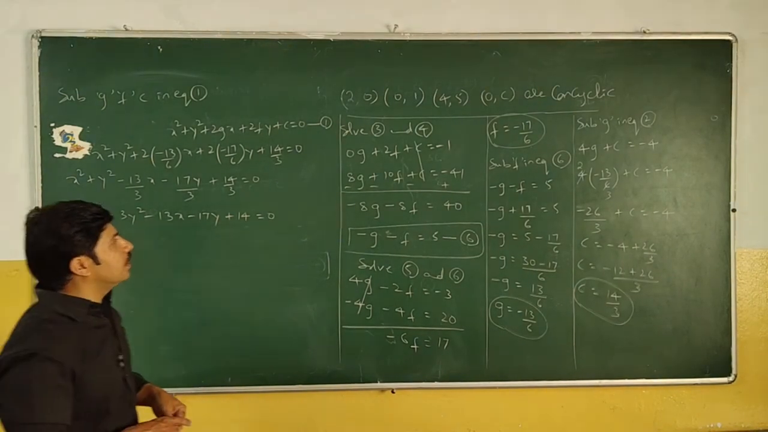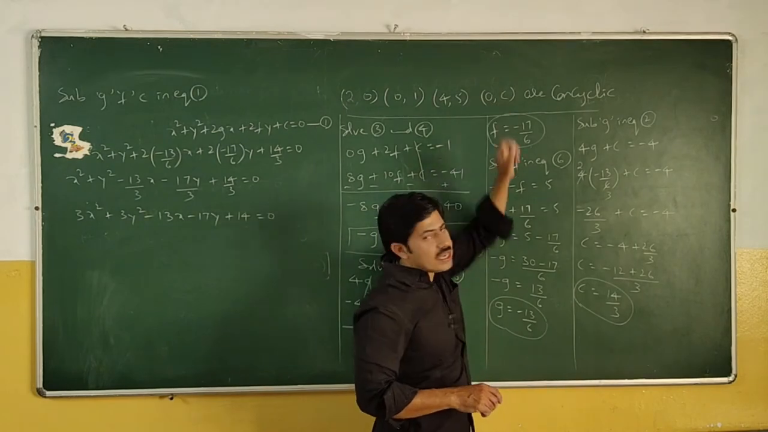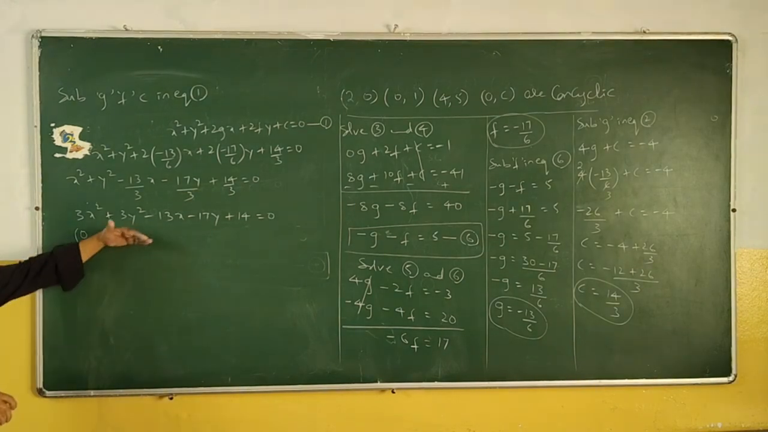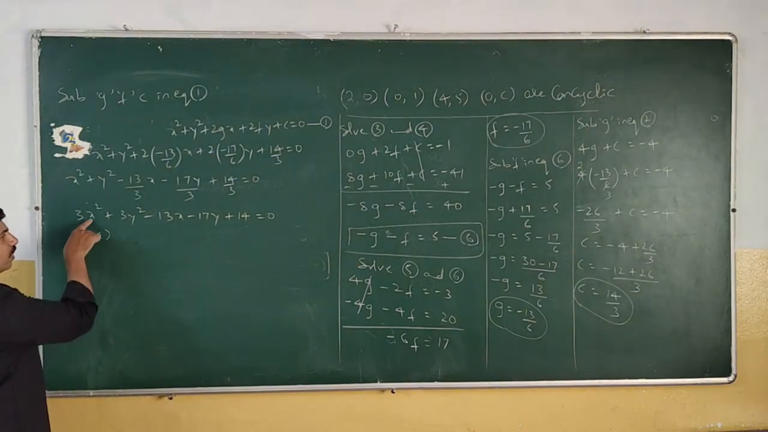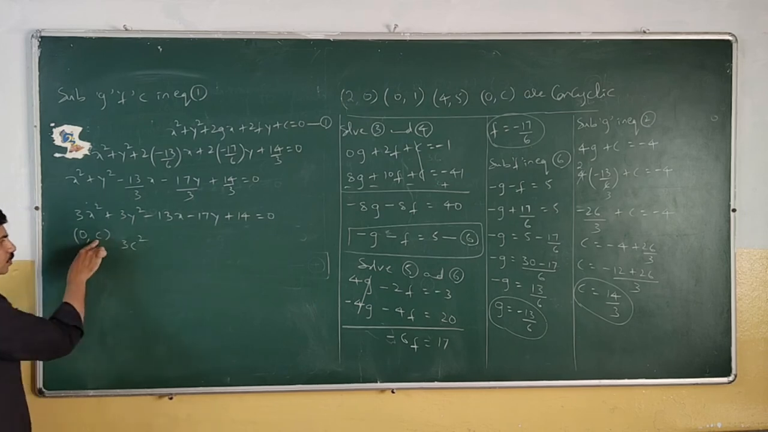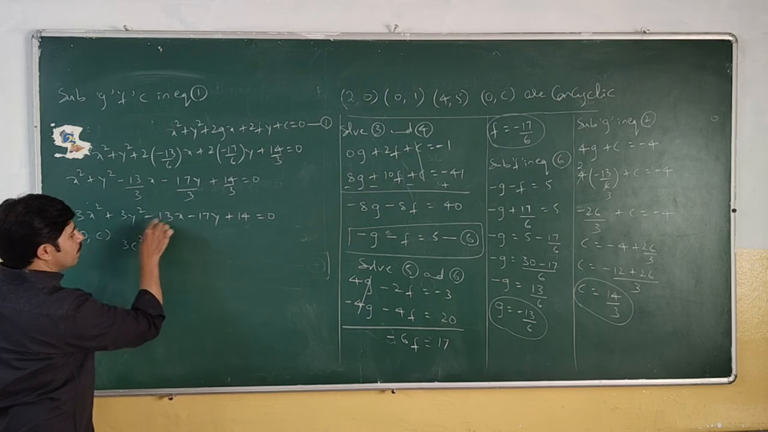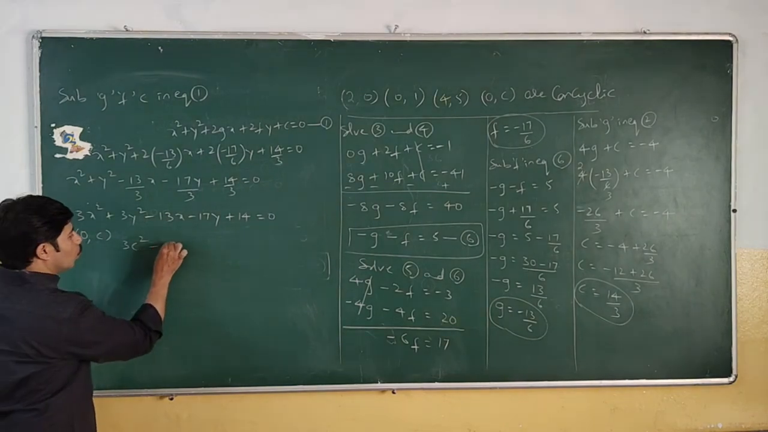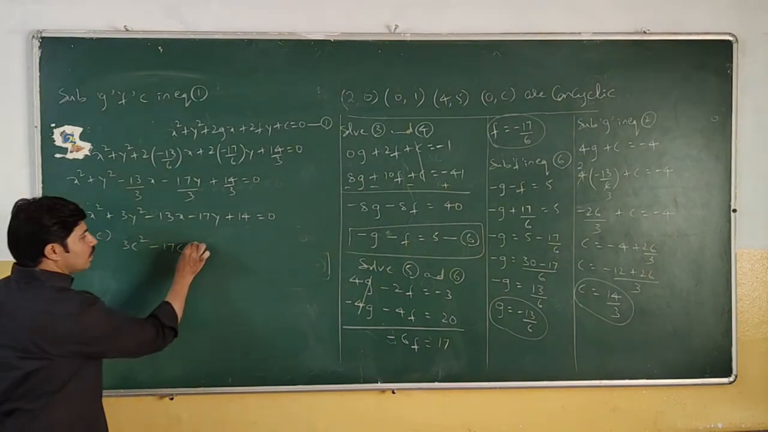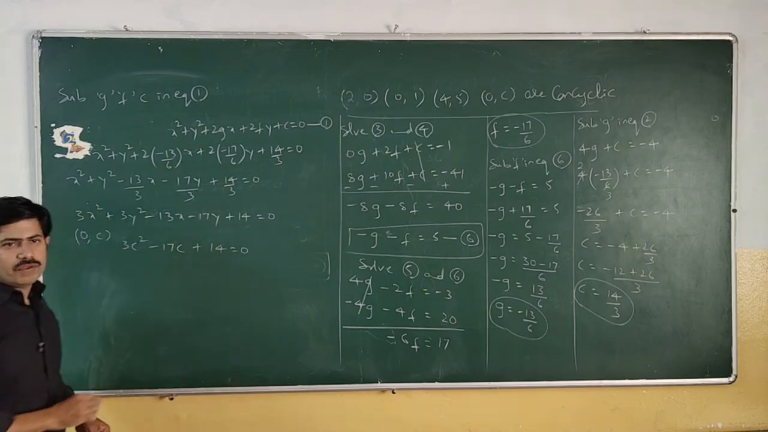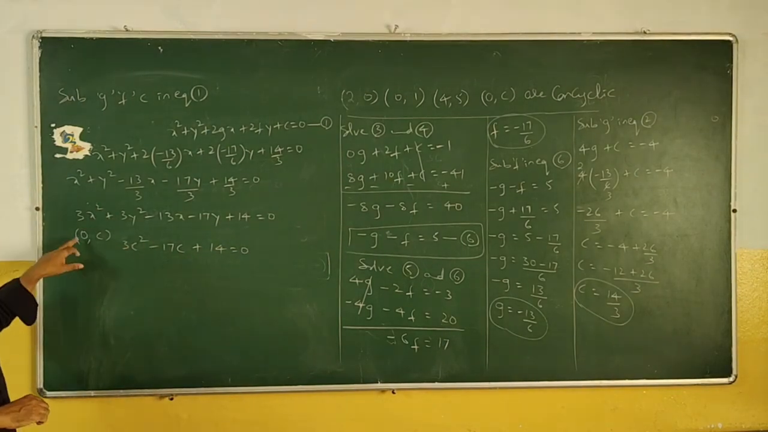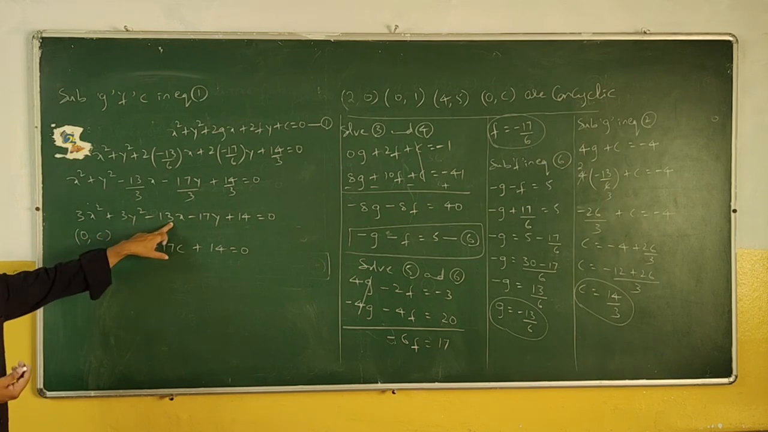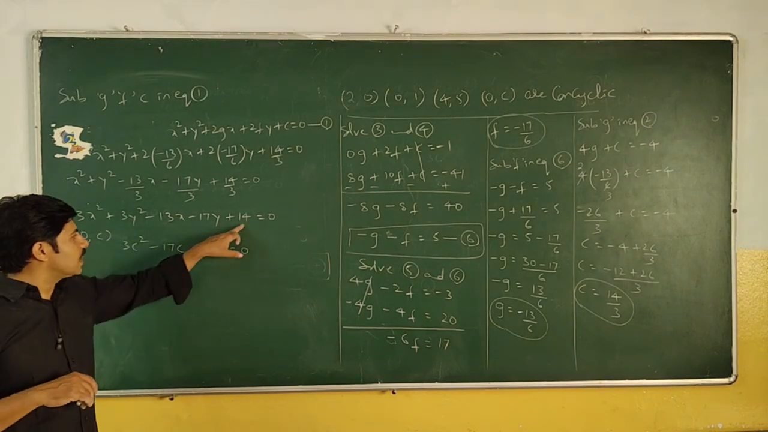After writing the circle equation, the last one, 0 comma c, I will substitute in the equation. Now I am writing 0 comma c. Substitute the 0 comma c in this equation. So the first term will become 0, no need to write. 3c squared, and the x term is eliminated, 13 into 0, I am not writing. Now, minus 17 into c, and the last one, plus 14 is equal to 0. So we get 3c squared minus 17c plus 14 is equal to 0.